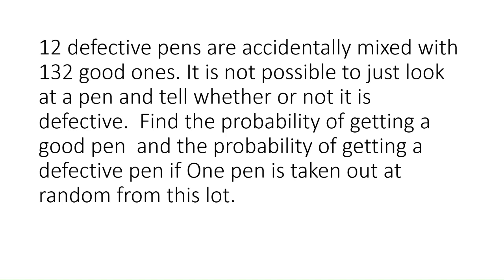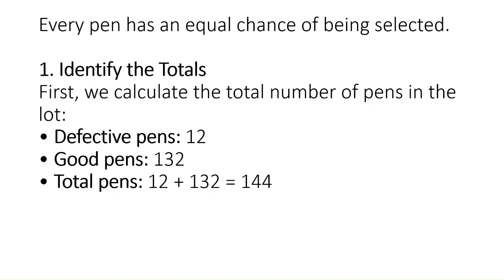Okay? Right. Let us start. We know that every pen has an equal chance of being selected from the lot. So first we calculate the total number of pens in the lot. How many defective pens are there? 12. Defective pens are 12, good pens are 132. So total pens will be 12 plus 132, that is 144. So for this scenario the total possible outcomes are 144. The total number of pens will become the total possible outcomes for any event.